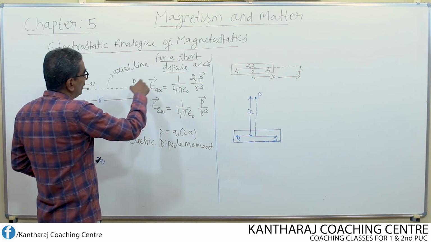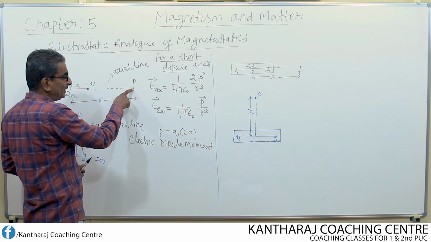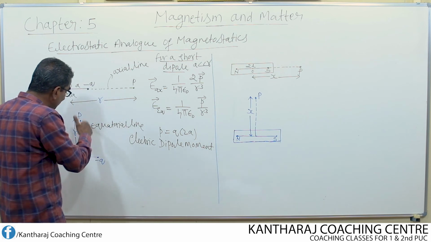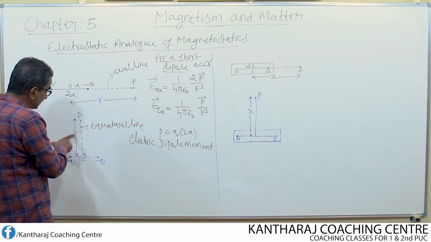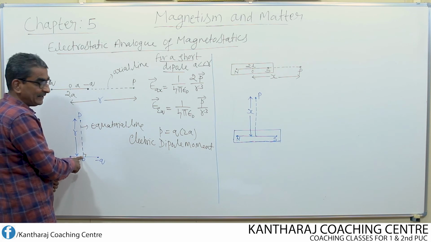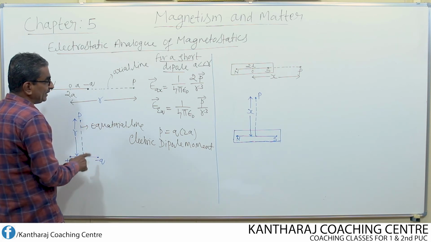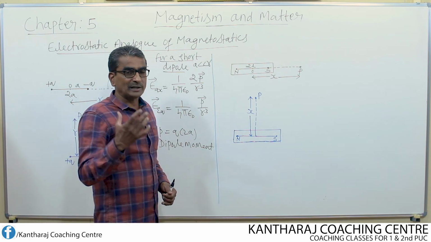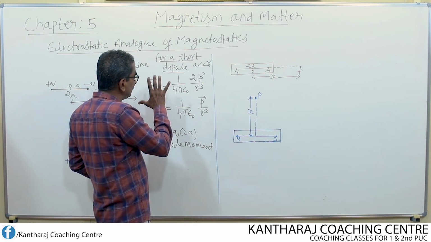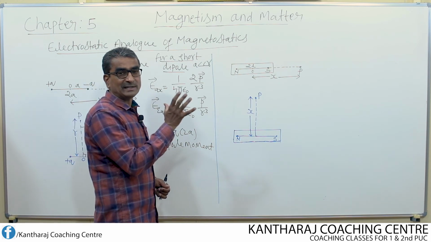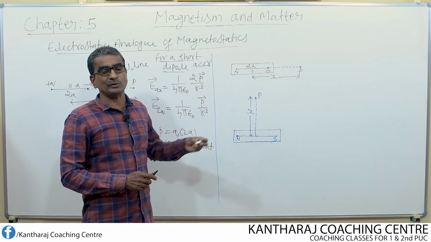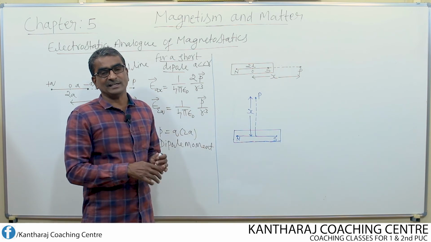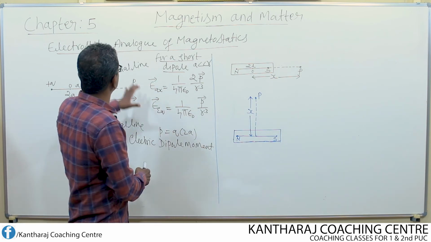For a short dipole on the axial line at some point P, which is at a distance r from the center of the dipole, this is the expression for electric field. Similarly, on the equatorial line at a distance r from the center of the dipole, what is the electric field equation? E equatorial equal to 1 over 4 pi epsilon into p by r cube. Now what I do is compare this electric field equation with the magnetic field equation, and we show that these two equations are identical to each other. That means they resemble each other, and that comparison with one another itself is known as analog.